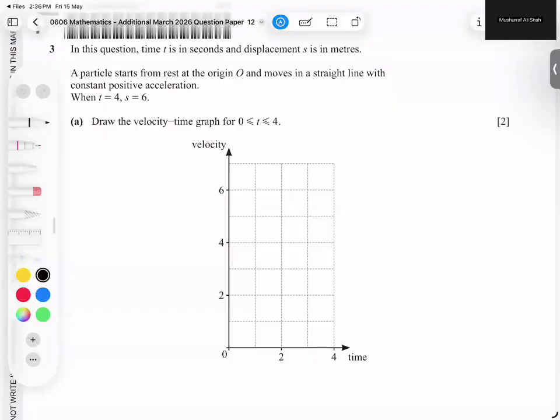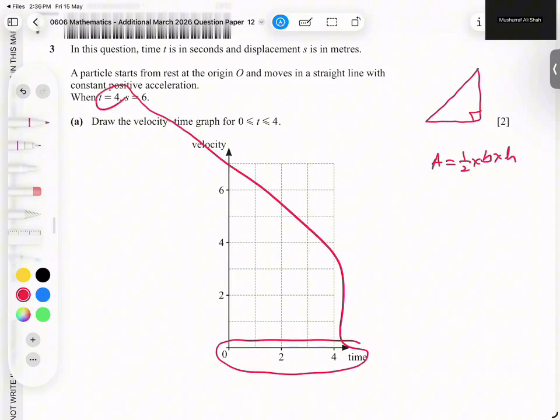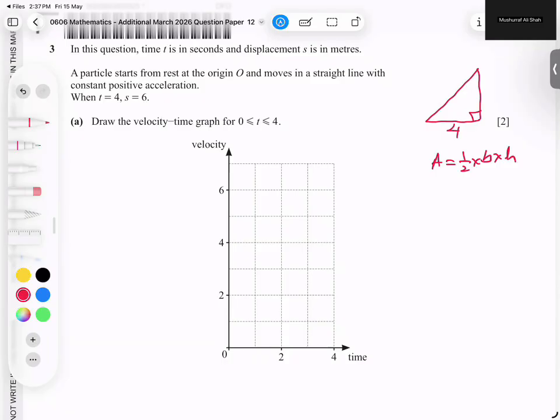Question number 3, students, we have a particle starting from rest and moving in a straight line with a constant positive acceleration. And we are given t equals 4 and s equals 6. So basically, students, it means we have a triangle. What is the area of a triangle formula? Half into base into height. In the base, we have time, so the time is 4. But the height, we don't know.